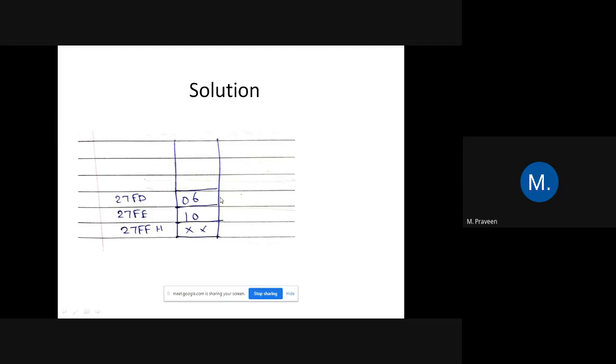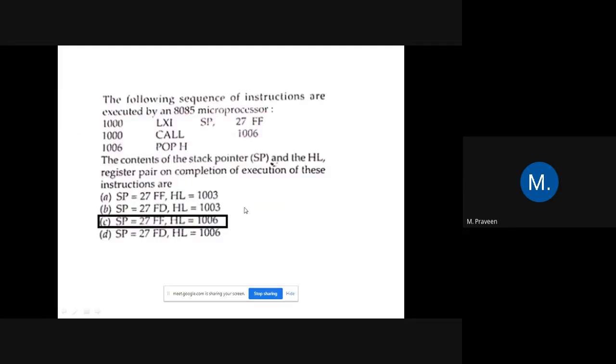So after moving 6, then we have to take out the 10. To take 10 out, the address is again incremented by 1, so it will become 27FE. After moving the 10, the address will again be incremented by 1. Therefore now it will become 27FF. Okay, so now the address of the stack pointer is 27FF and the value of HL is 1006. Therefore the answer is 6. I think many of you are saying the correct answer.